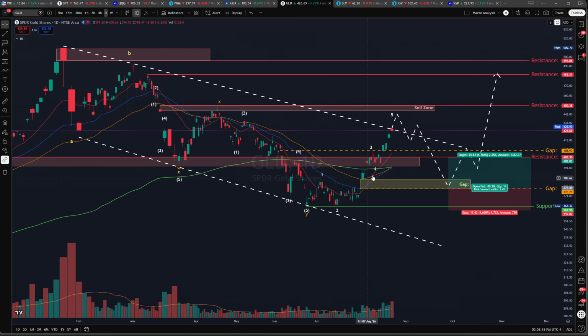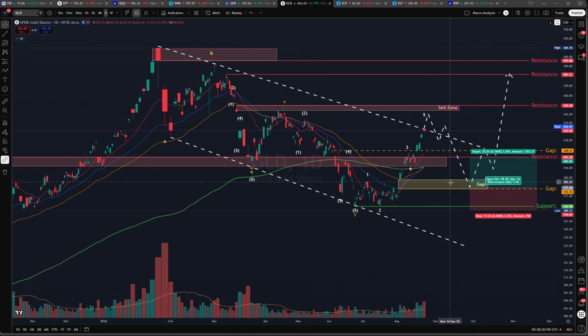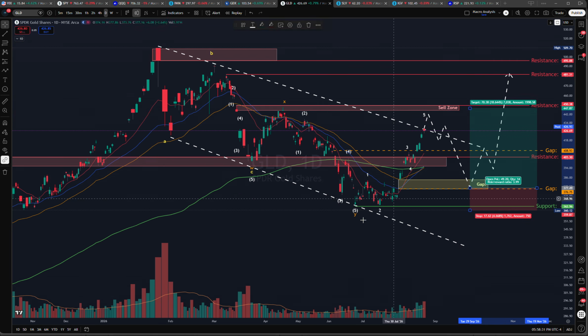assuming that you have resistance right here, and this is what I'm looking for. That doesn't make much sense to me to take, right? Because yeah, price could come up here and reject and continue to break to the downside, but I'm looking for this kind of move because I'm looking at Elliott wave forecast as well.